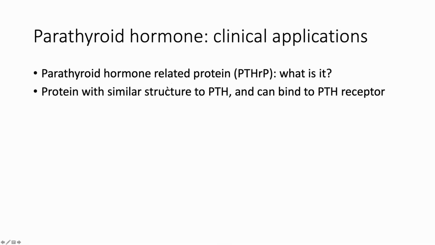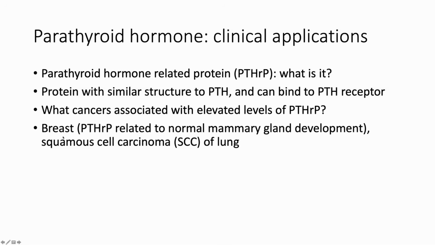So PTHrP is a protein that, as the name suggests, is similar to PTH and can bind to the PTH receptor. So it is associated, as you said, with squamous cell carcinoma of the lung. Interestingly enough, I didn't know this, you can find it in breast cancer. The reason that makes sense is that PTHrP, I thought, was a vestigial remnant of, I don't know, when we were birds or something.